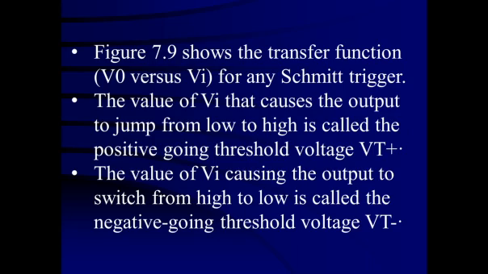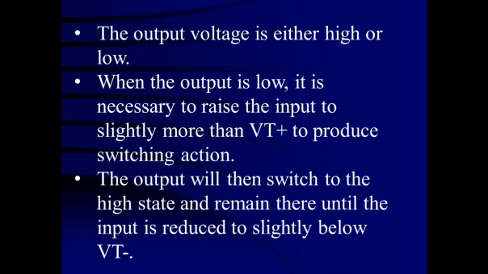Similarly, if you increase the input voltage, the output remains in the high state only. But then you reduce the input voltage, and at a particular level of the input voltage, the output again switches back from high to low. That input voltage is called the negative going threshold voltage, VTH minus. The output voltage is either high or low only.